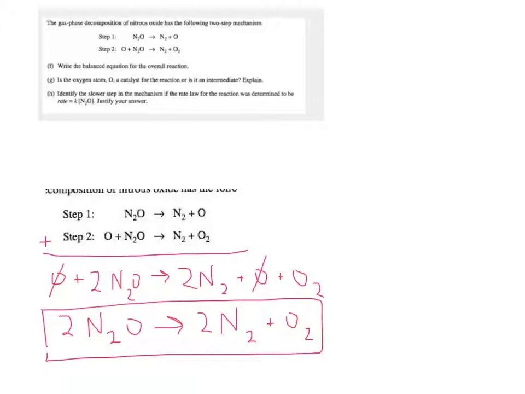Part G asks if the oxygen atom is a catalyst or if it's an intermediate. The O atom is an intermediate because it is formed and then consumed during the course of the reaction. A catalyst is a molecule or element that is present throughout the reaction. So if the oxygen atom were a catalyst, it would have been present at the beginning and at the end. But we see that our end products do not contain a lone oxygen atom. Thus, the answer to G is intermediate.